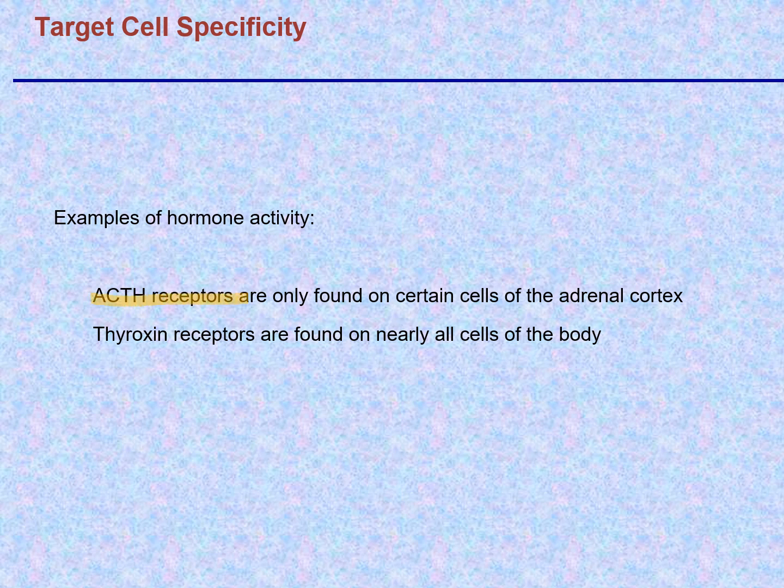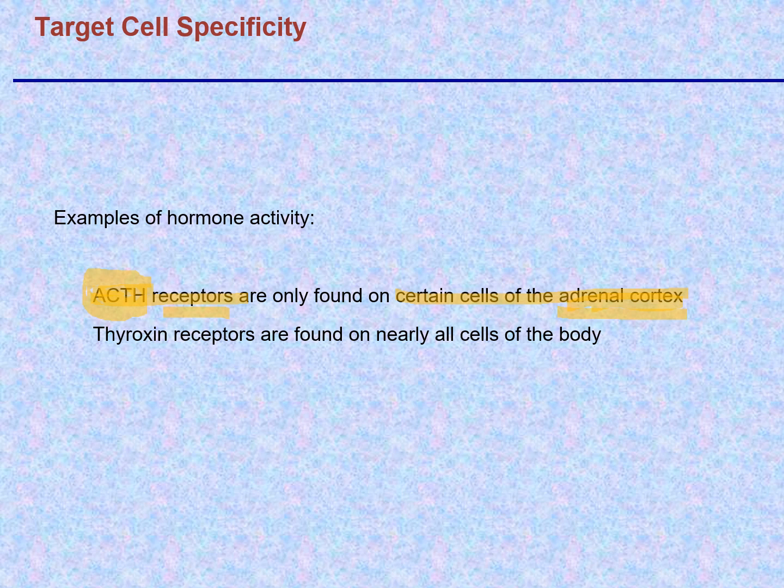ACTH receptors are only found on certain cells of the adrenal cortex. Okay. Adrenal cortical hormones are produced by the adrenal cortex. The tissue in the adrenal cortex will respond to this hormone, ACTH, and they have on their surface this receptor specific for ACTH, so they are able to respond to ACTH. That's very restricted, and usually, for most hormones, the tissue that can respond is restricted to very specific tissues.